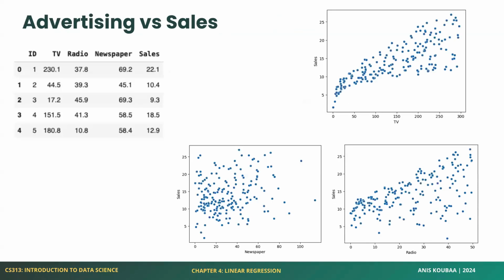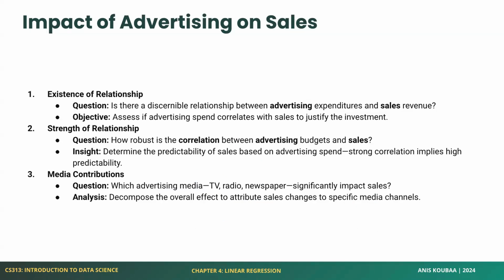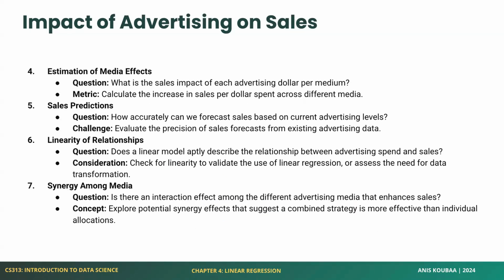These scatter plots give us an initial idea, but now my objective is to make a predictive model that, given a certain expenditure on a particular advertising media, I can estimate what will be the sales increase or the revenue increase. Other questions are, what is the sales impact for each advertising dollar per medium, or how accurately can we forecast the sales based on the current advertising level?